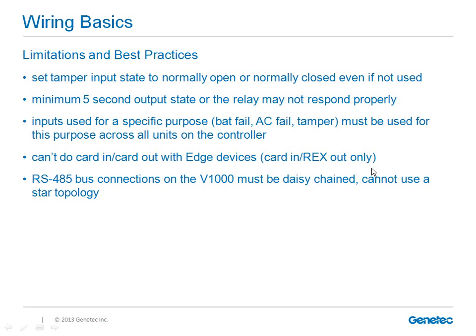Now for using edge devices, we can only do card in and rex out. We can't use the edge controller to control two readers, so card in, card out is not a possible option. Now one last thing, when looking at the RS-485 ports that make up the buses on the V1000, the interface boards must be daisy chained, and you can't set those up in a star topology.